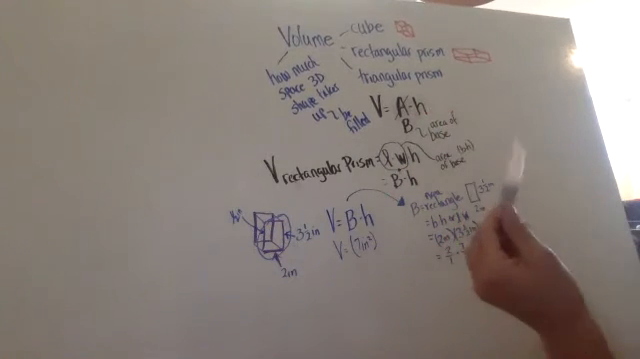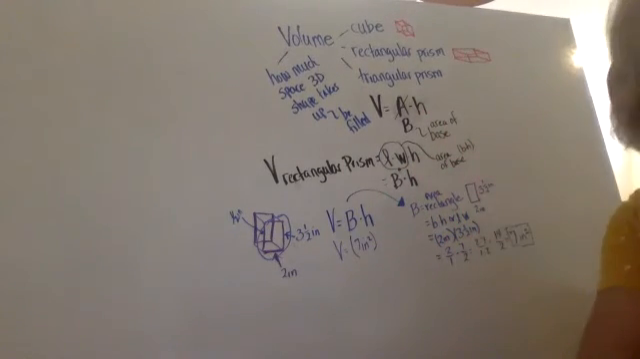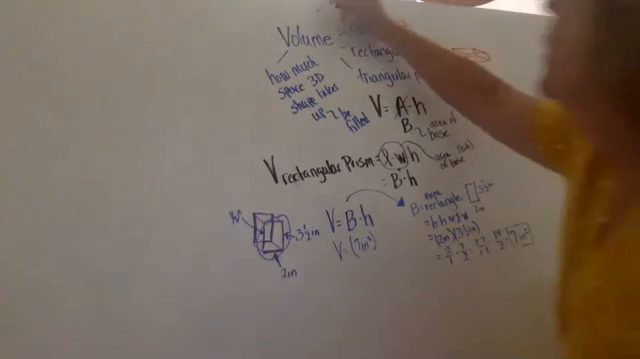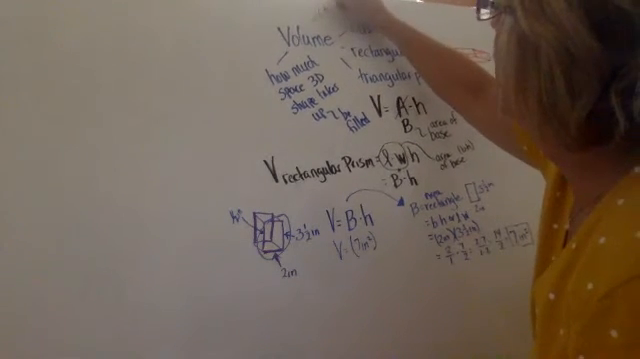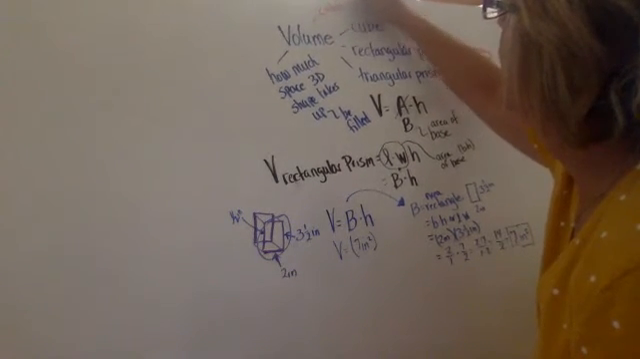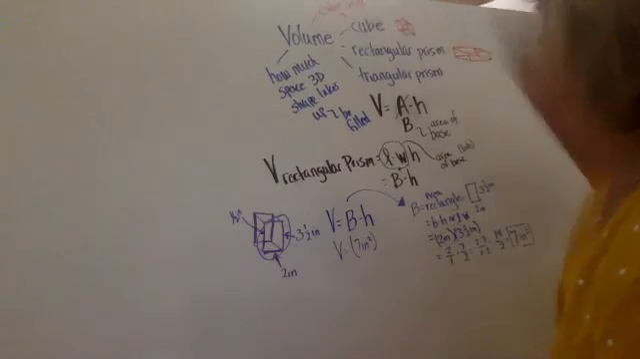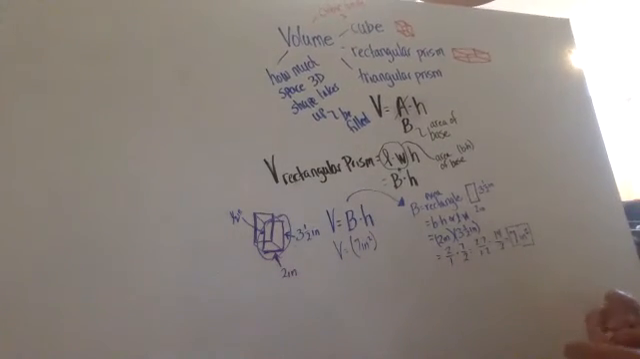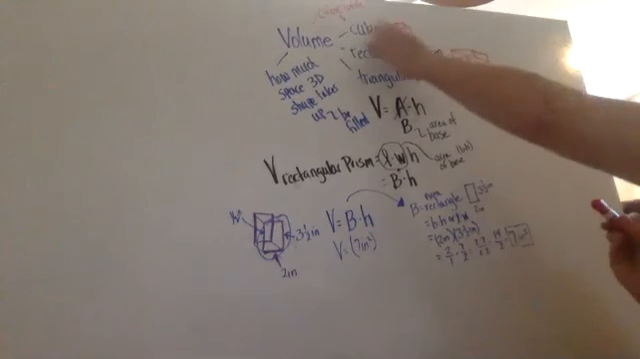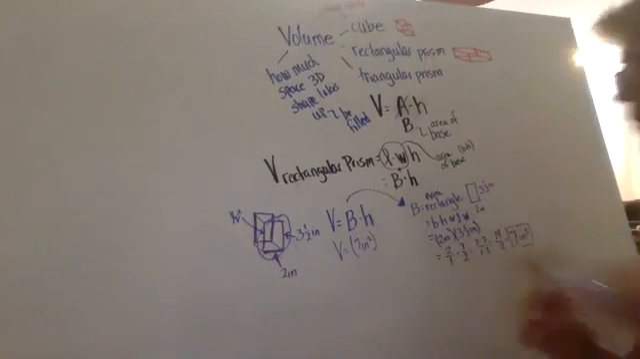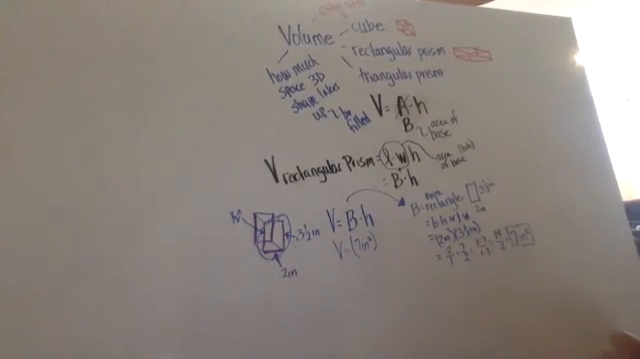Volume is area times another dimension. So the units of volume would be cubic units, or to the 3rd power. We call it to the 3rd power, or cubic. A cube has 3 dimensions, so we call it cubic units. All right, now I need to know the height.